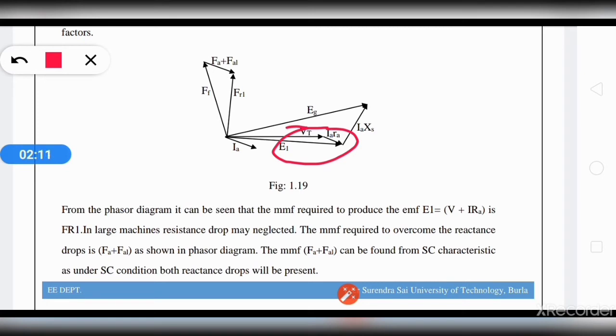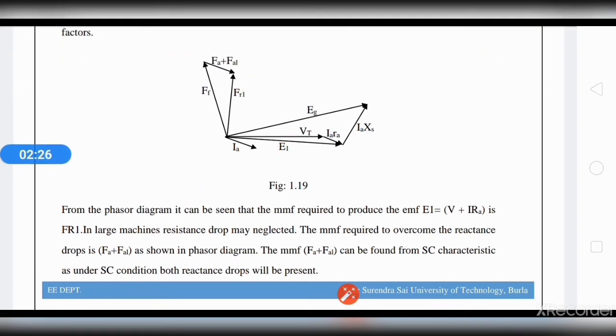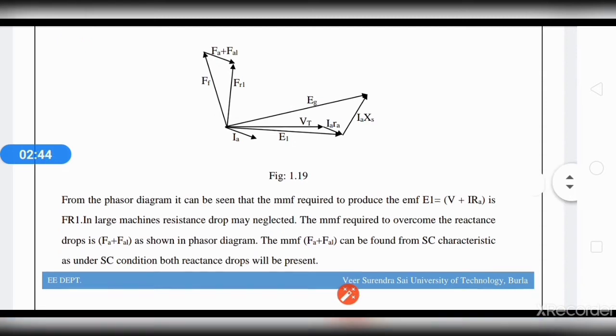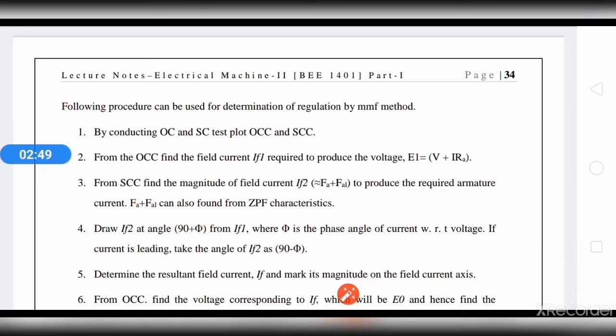In large machines, the resistance drops may also be neglected. The MMF required to overcome the reactance drops is also shown in the phasor diagram. Proceeding with the MMF, FA and FAR can be found from the short circuit characteristic under short circuit condition. Both reactance drops will be present.